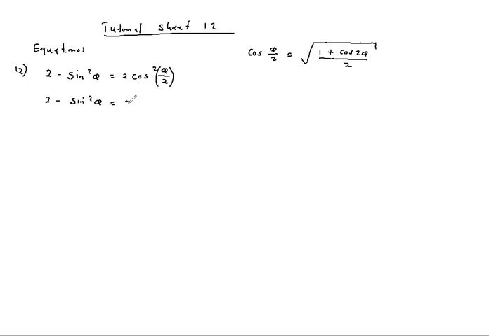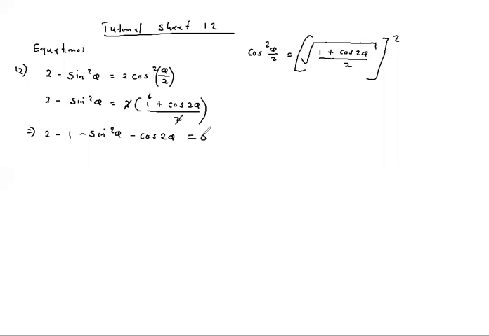Sine squared theta is equal to 2. Where there is cos squared there, we'll just square this because it is squared. So we'll have 1 plus cos 2 theta over 2. Then these two will take care of each other. So you have 2 minus 1, this one, minus sine squared theta minus cos 2 theta is equal to 0.